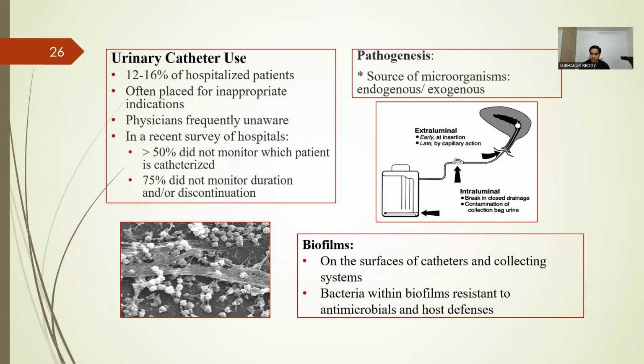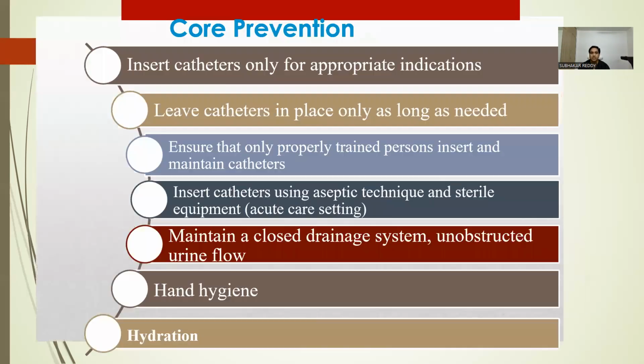So extraluminal and intraluminal sources for CAUTI are there, as described in the picture. Intraluminal would be a break in the closed drainage system or contamination of the collecting bag. Extraluminal will be early, during the time of insertion, not related to sterile procedure and aseptic techniques, and late by capillary reaction. Then they can form a biofilm that will give them resistance to antimicrobials and host defenses.